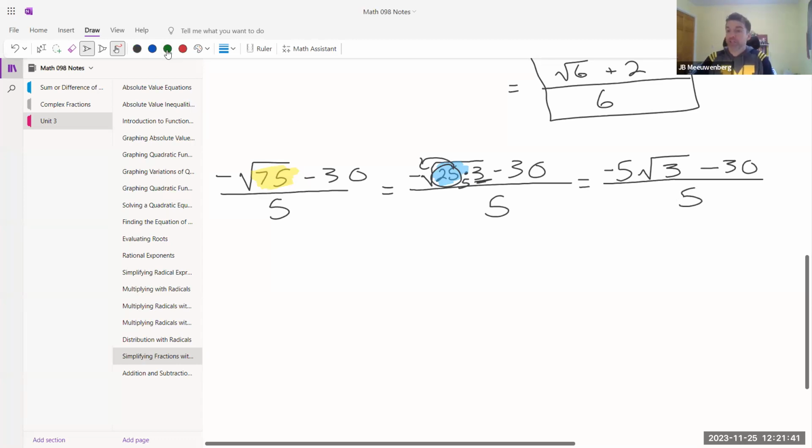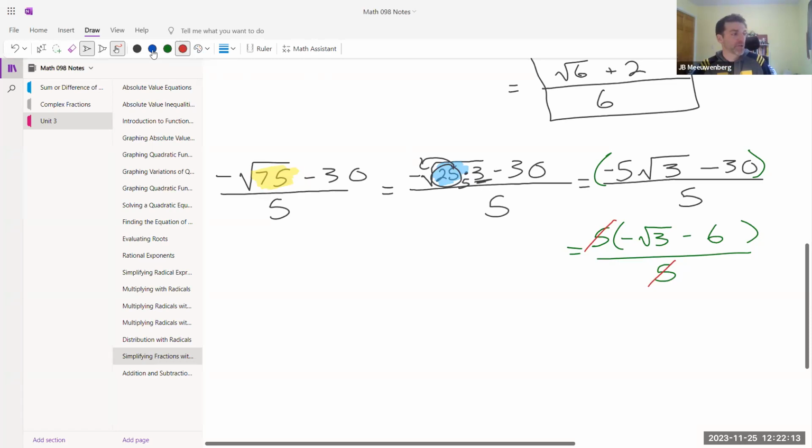Now is our opportunity to do some cancellation. But we have to factor first. We have to factor something out because we have 2 terms on top. Looks to me like we could factor out a 5. So I'm going to factor out a 5. I'm going to leave this as negative square root of 3 minus, not 30, I'm going to divide out a 5 and it's going to become a 6. And then I have a 5 on the bottom. In this case, the 5s cancel and there's no denominator left. So the only things we have left are the negative radical 3 minus 6. And that is completely simplified.